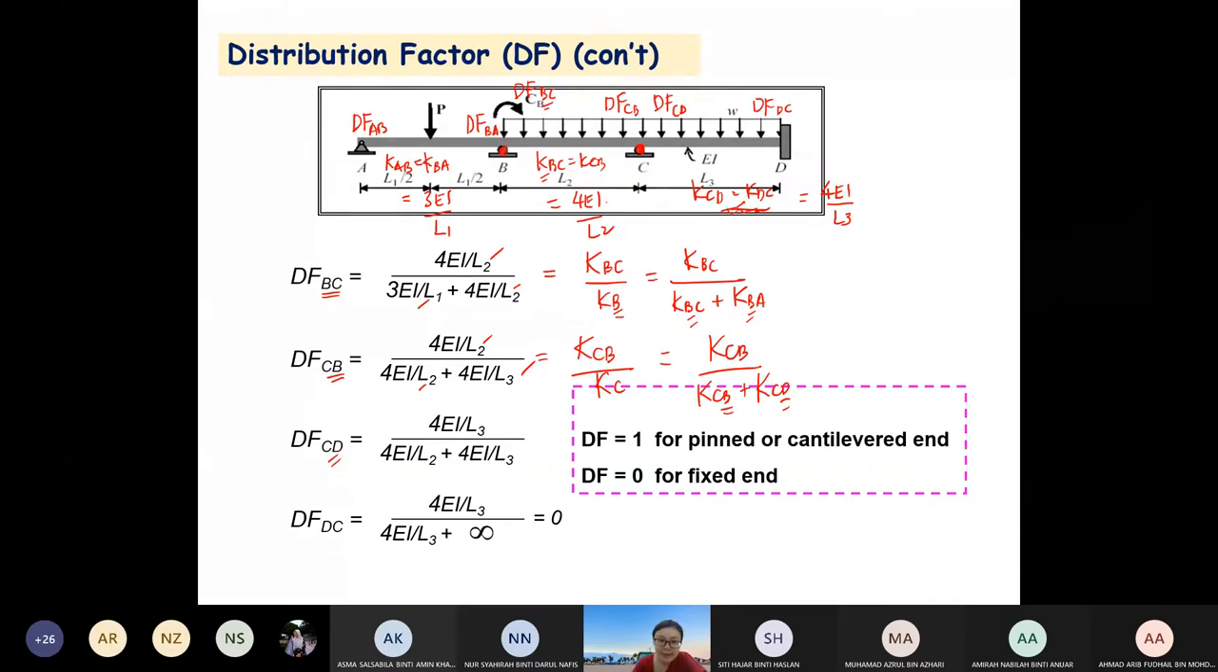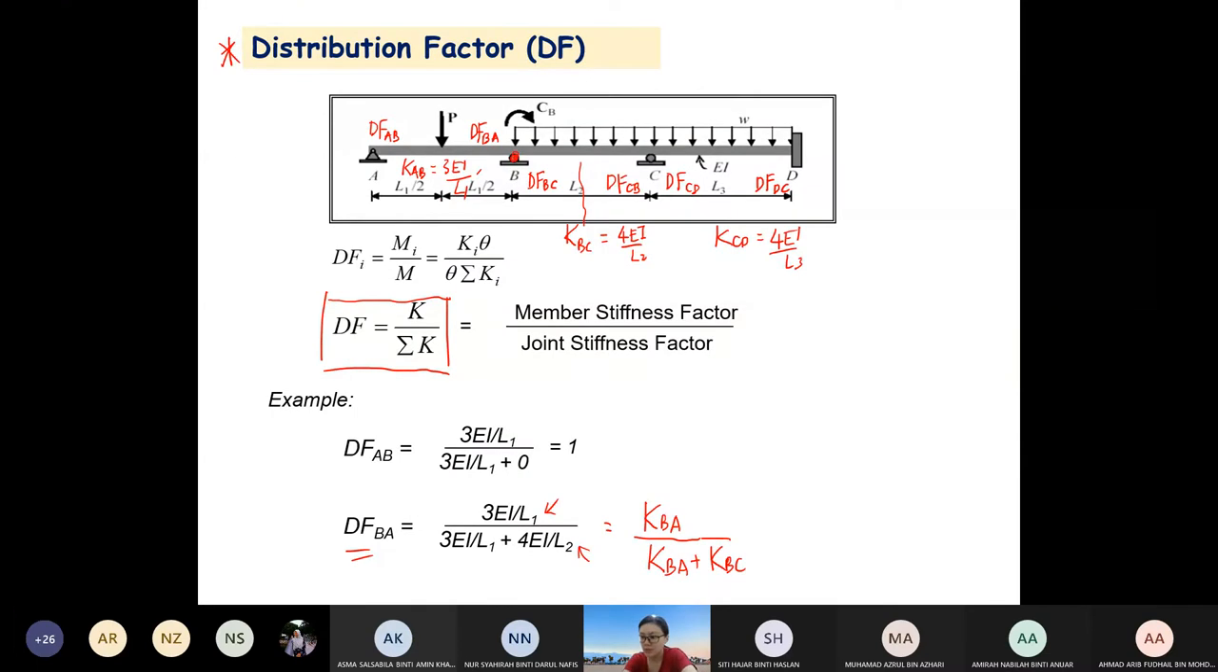But I want to highlight this one, KADFAB. When it is at the end, there is no other member here. So what shall we do with this? We look at the support itself. DFAB is actually KAB divided by KA, so it is actually KAB plus the pin support stiffness.